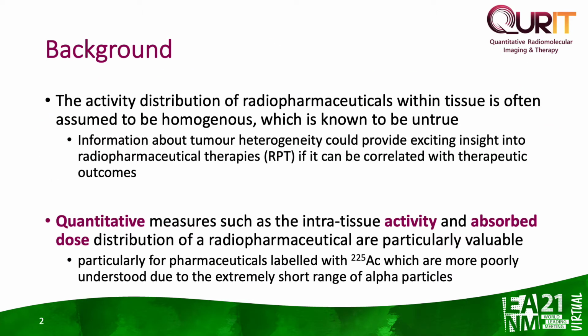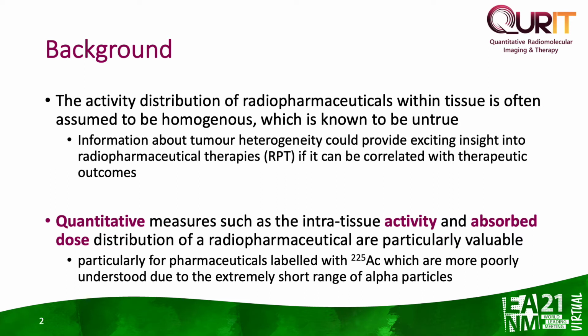The activity distribution of a radiopharmaceutical within tissue is often assumed to be homogeneous, for example, sometimes during PET or SPECT imaging for dosimetry, and this is known to be untrue. Tumors or other tissues may have necrotic regions, or regions of very high uptake due to vascularity and other factors. And the field of tumor heterogeneity is not very well understood at this time.